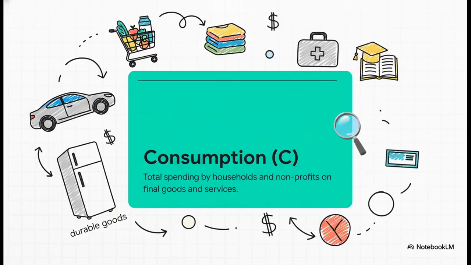All right, let's start with the absolute biggest pillar of them all, consumption, or C. This is basically all the money that you and I and every other household spend on goods and services. So think about the big stuff, like a new car or a washing machine. Economists call those durable goods. Then there's the everyday stuff, like groceries and clothes. Those are non-durable goods. And of course, it covers all the services we pay for, from getting a haircut to a checkup at the doctor.